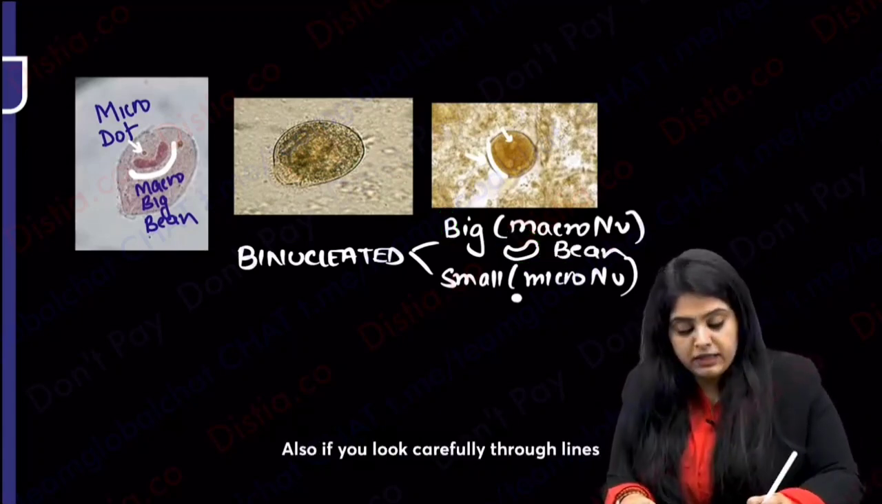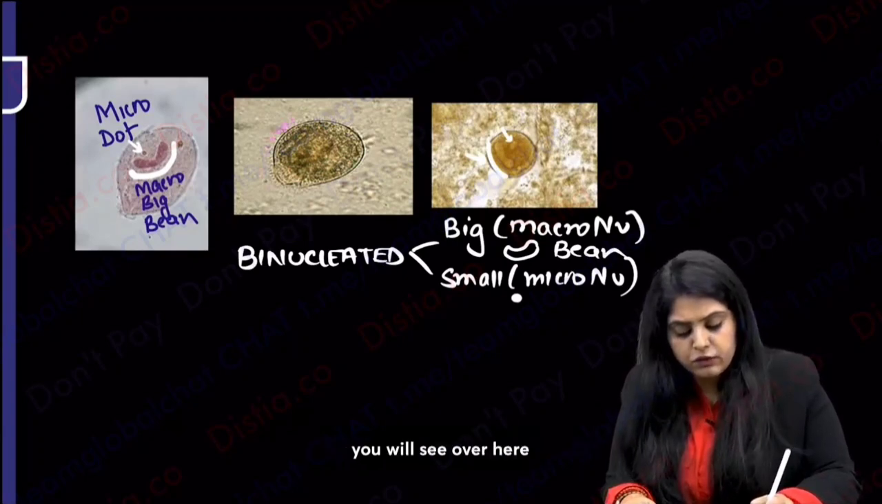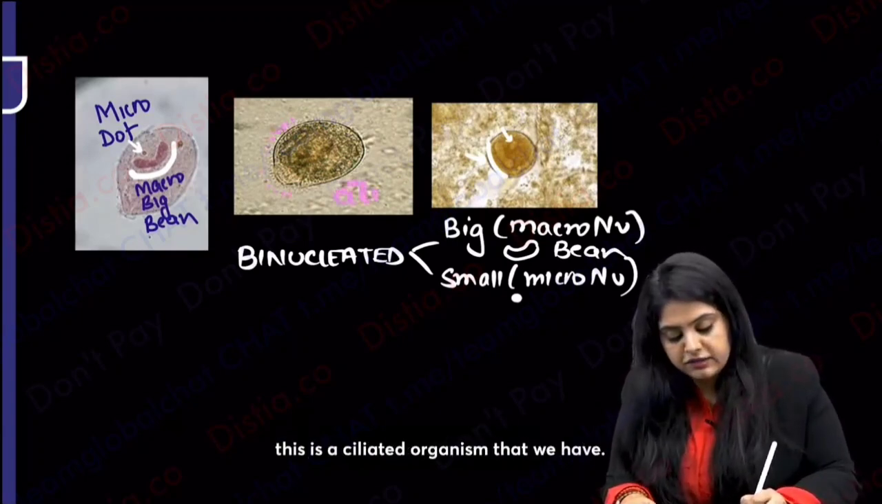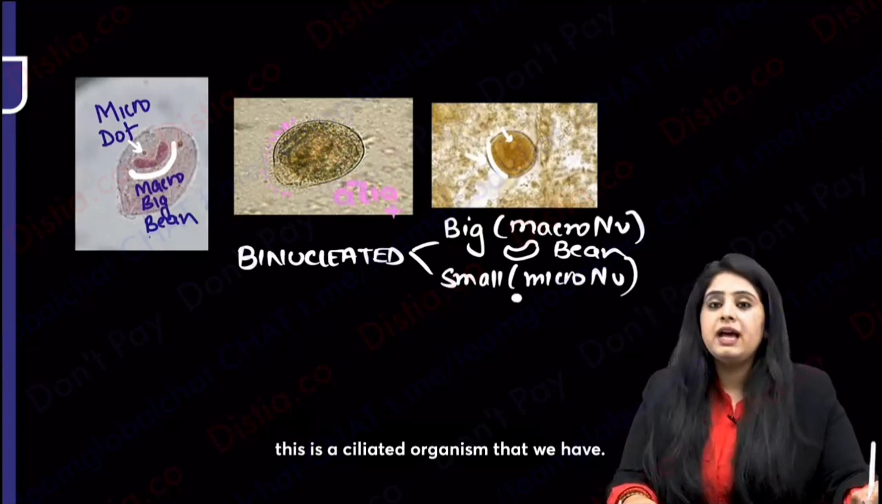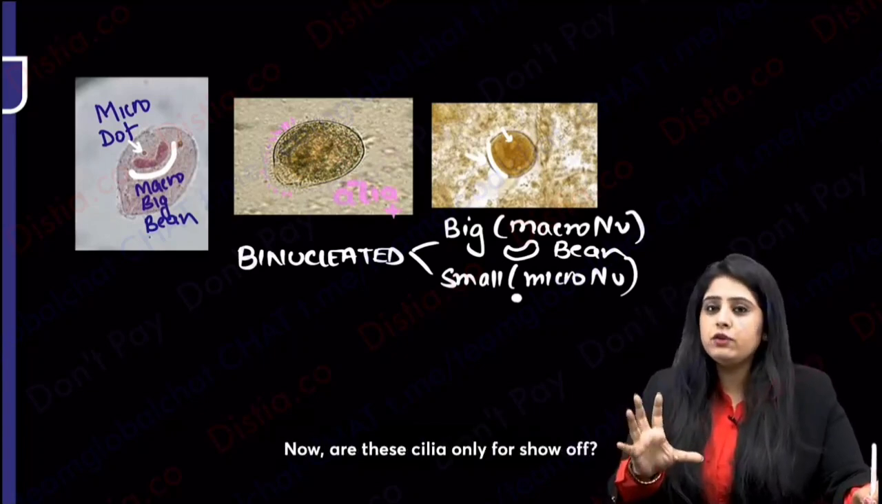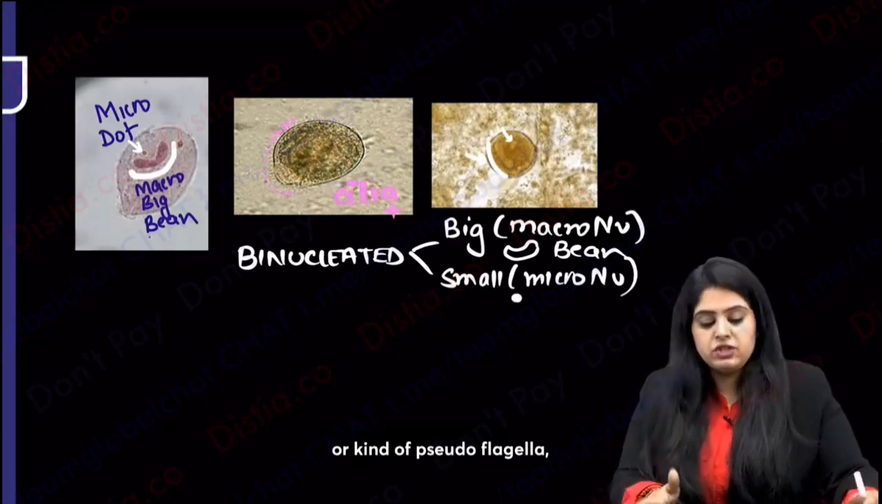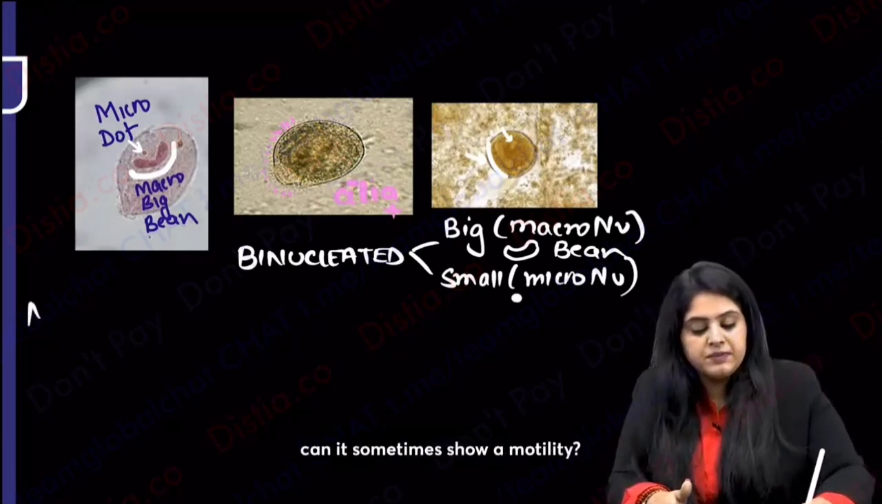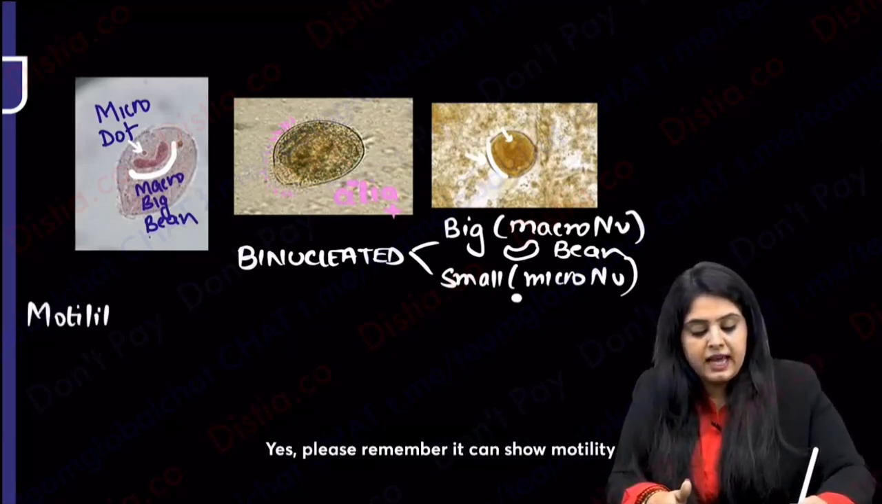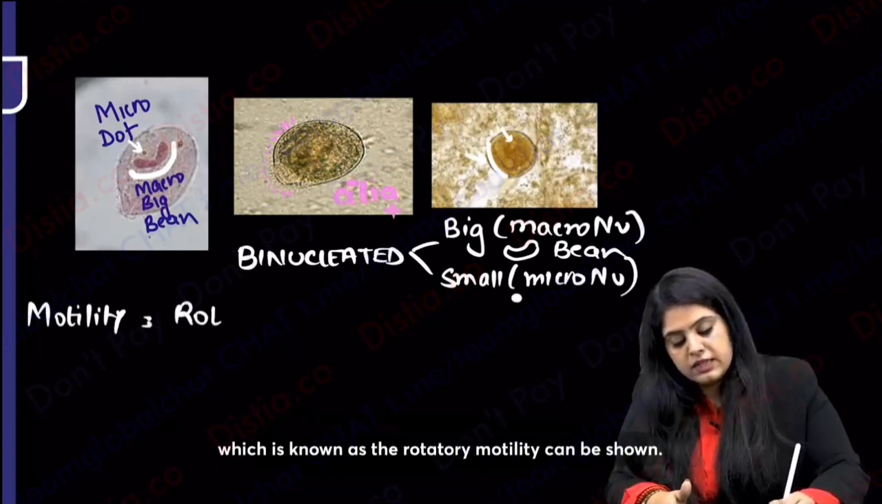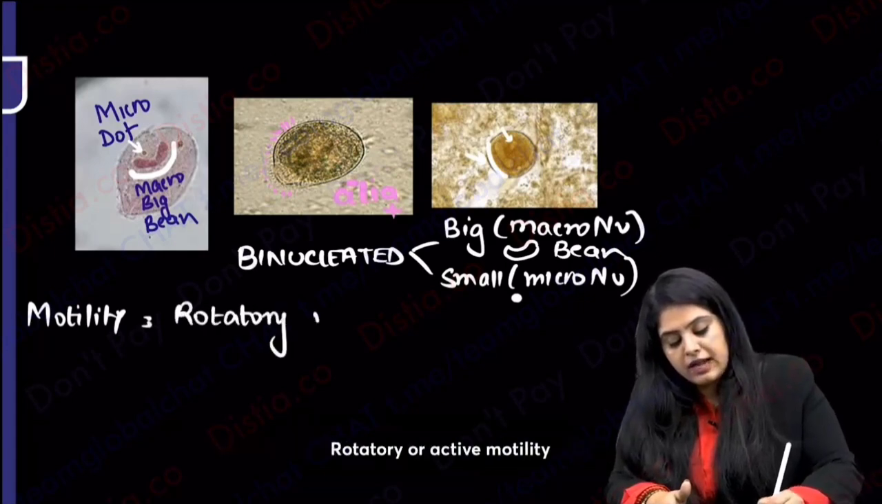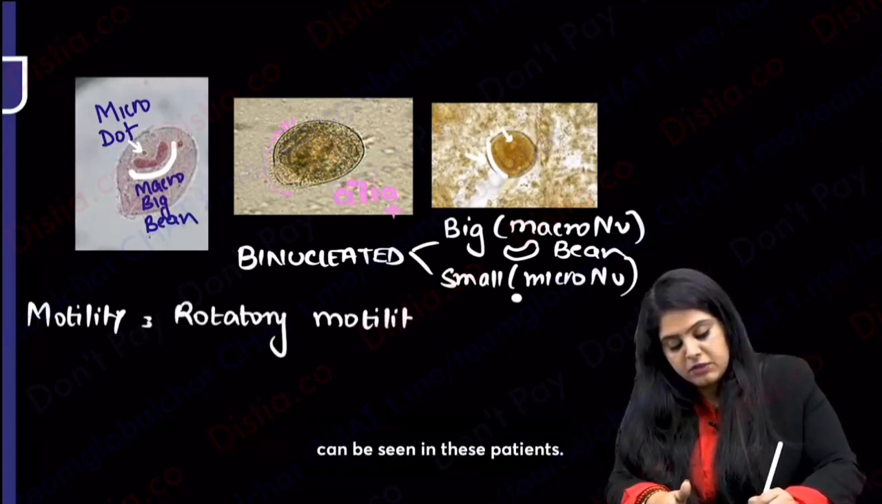Also, if you look carefully, you will see small lines over here, that is just indicating that this is a ciliated organism that we have. Now, are these cilia only for show, or with the help of these cilia, or kind of pseudo-flagella, can it sometimes show motility? Yes, please remember, it can show a motility which is known as the rotatory motility. Rotatory or active motility can be seen in these patients.